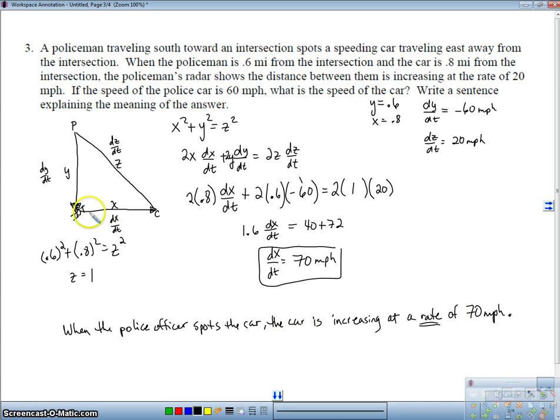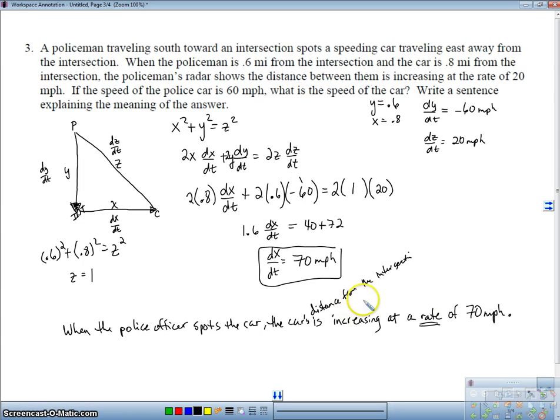The car's distance from the intersection, you can say that is increasing at a rate of 70 miles per hour. You can say that it's traveling at a rate of 70 miles per hour.